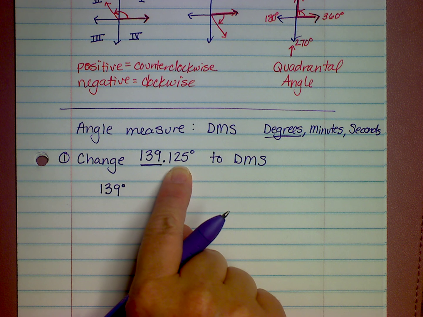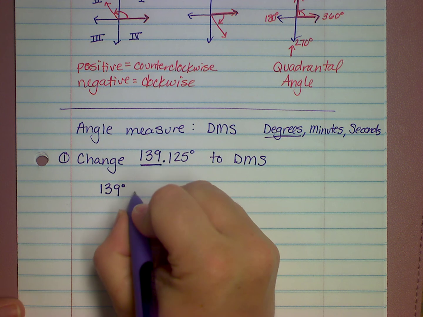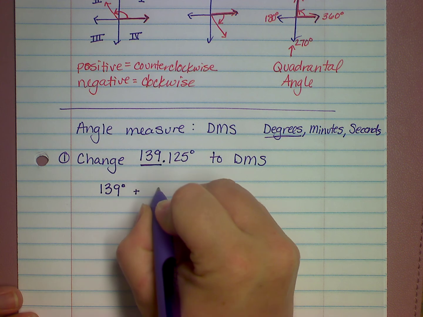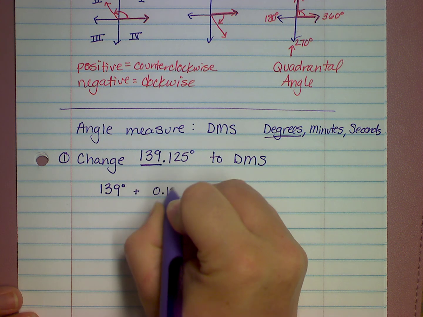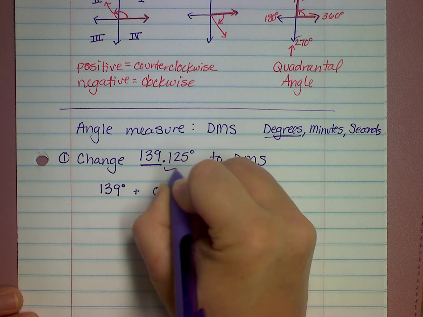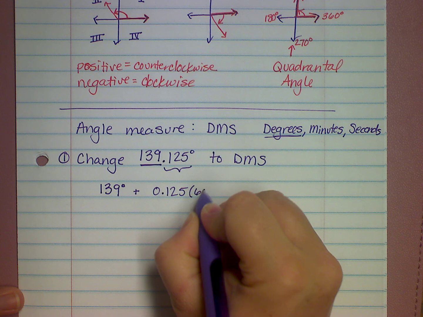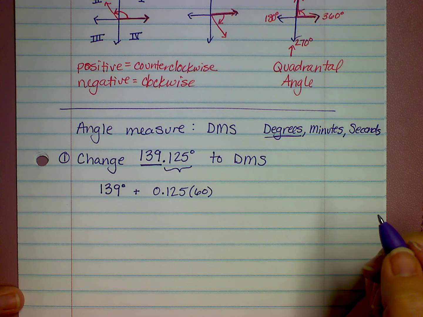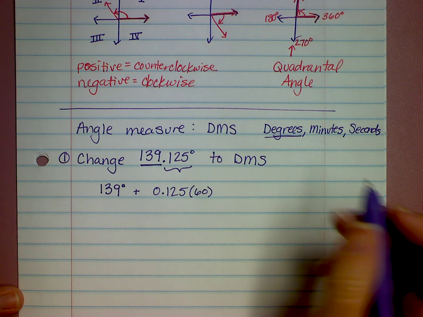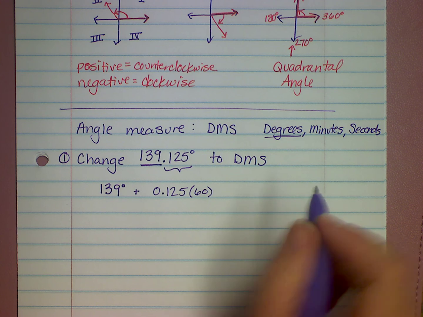Okay, now I said that they had a base of 60, right? So here's what I'm going to do. I'm going to say 0.125, which is the decimal portion there. And I have to multiply it by 60 because the Babylonians gave us that base of 60. What do I get when I multiply 0.125 by 60?